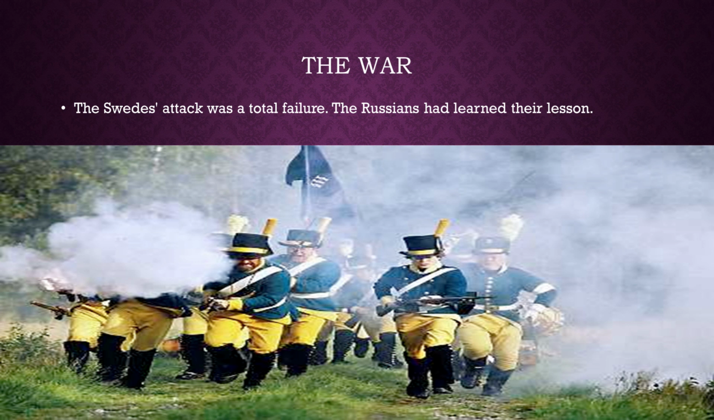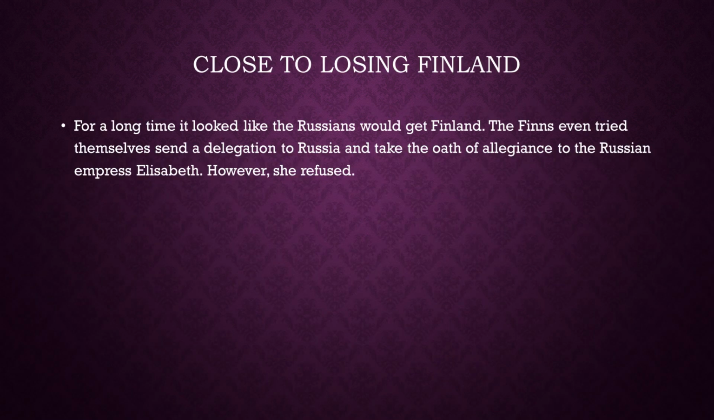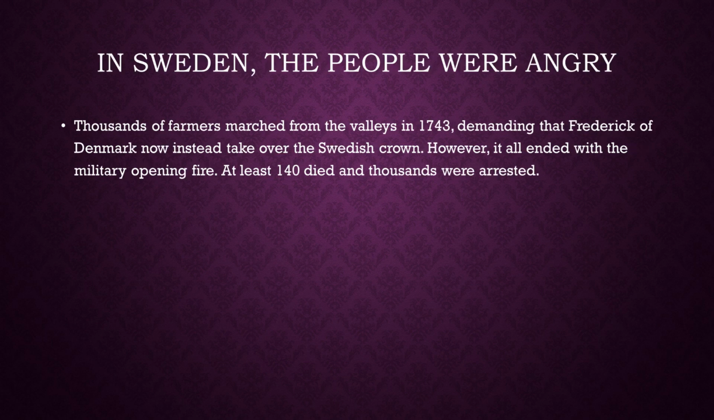The Swedes' war on Russia was a total failure. The Russians had really learned their lessons from the earlier wars. They had adopted the Swedish tactics and had modernized the army so that when the Swedes encountered the Russians, well, the Swedes lost. And Sweden was now really close to losing Finland. For a long time it looked like the Russians could take the whole of Finland. The Finns even tried themselves to send a delegation to Russia and take the oath of allegiance to the Russian Empress Elizabeth. However, she refused.